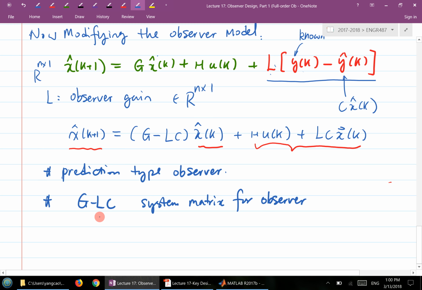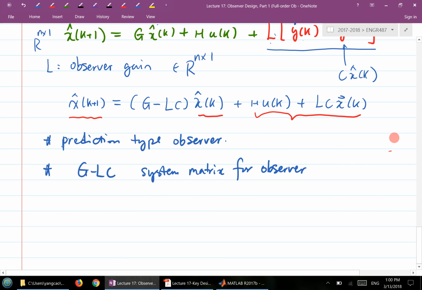Is there a formula for this type of observer? Yes, there will be, to calculate L, right? That's the idea. We're going to come up with a formula for calculating the L here. Okay. Good. So from here, let's move on.